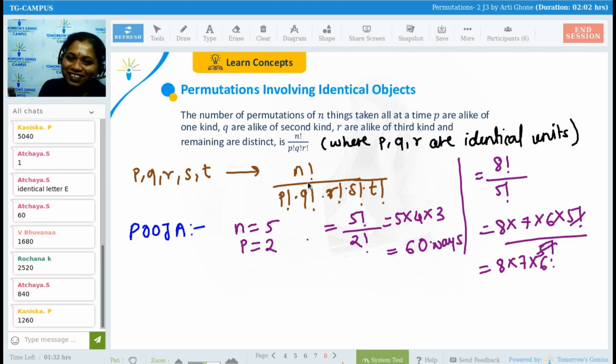My name is so simple. My parents at that time knew that permutation is so complicated, so they just kept it ARTI.